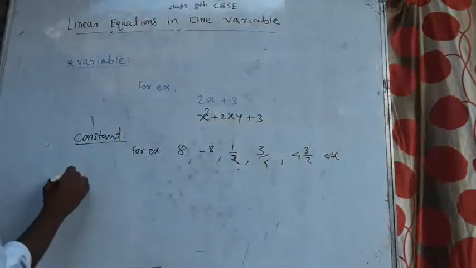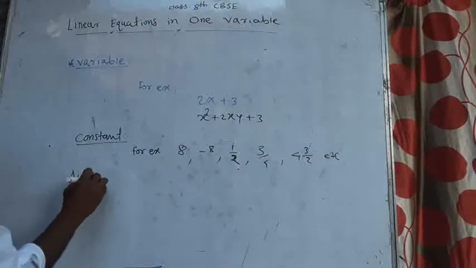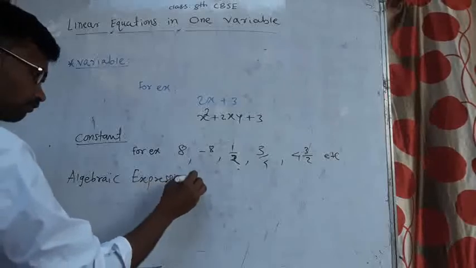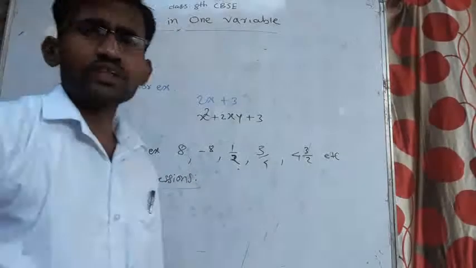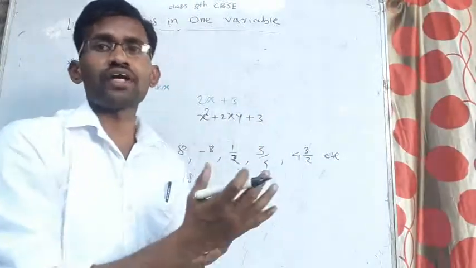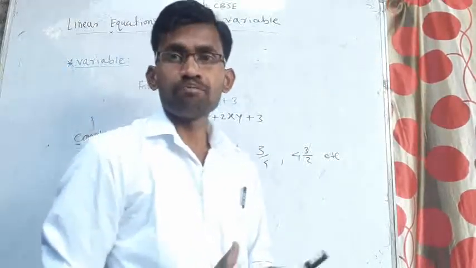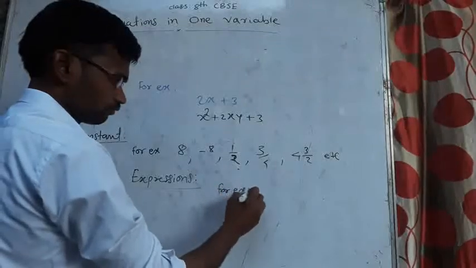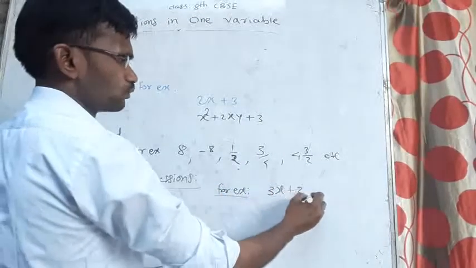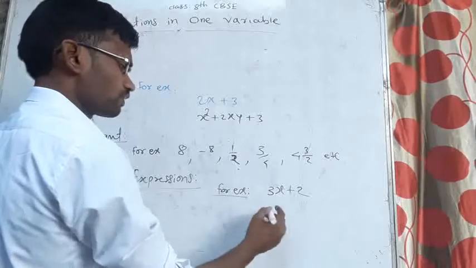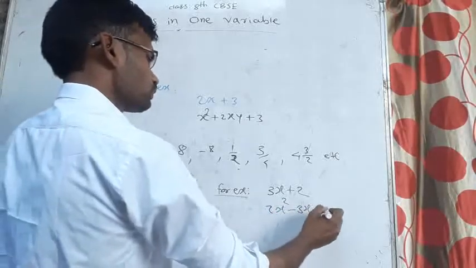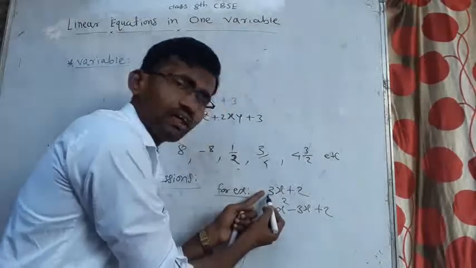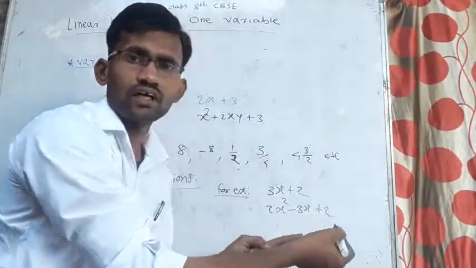Now the next point is algebraic expressions. What is meant by algebraic expressions? The combination of constants and variables which may or may not be separated by the mathematical operations. For example, 3x plus 2, 2x square minus 3x plus 2. These have the variable x multiplied by a constant, plus a constant.